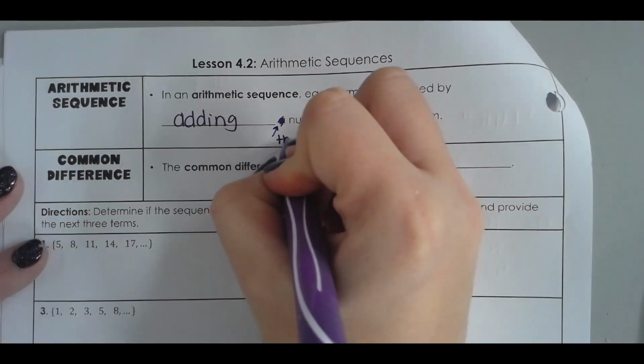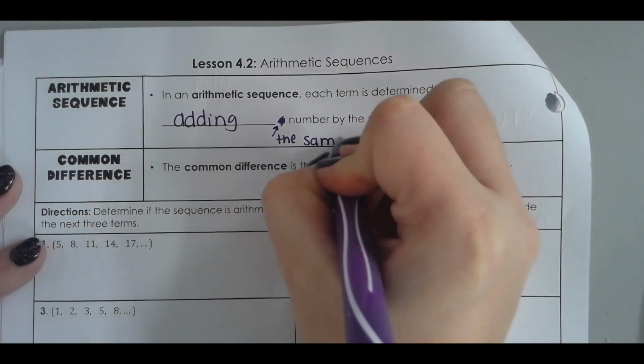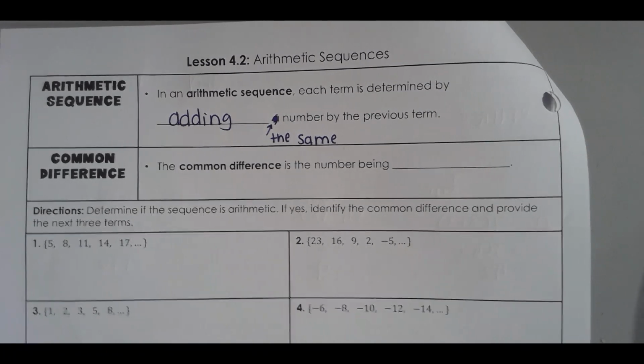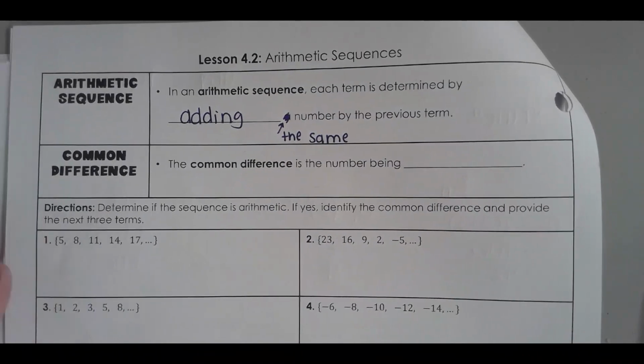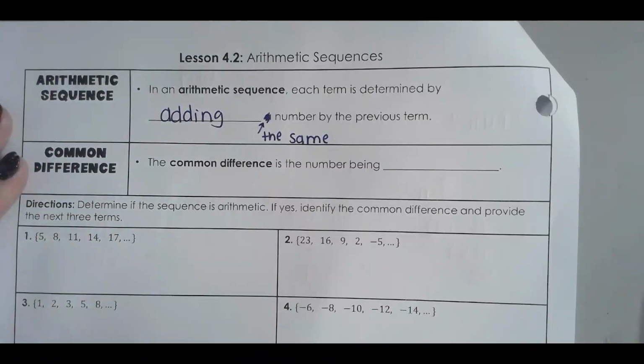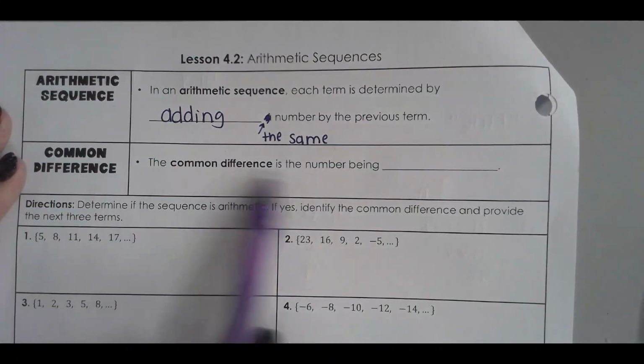The same number each time. So it's like you're doing plus 2, plus 2, plus 2, plus 2 all the way across. It can't be like the example that we saw yesterday where it was like plus 3, plus 5, plus 7. That would not be considered an arithmetic sequence. That number is called the common difference.